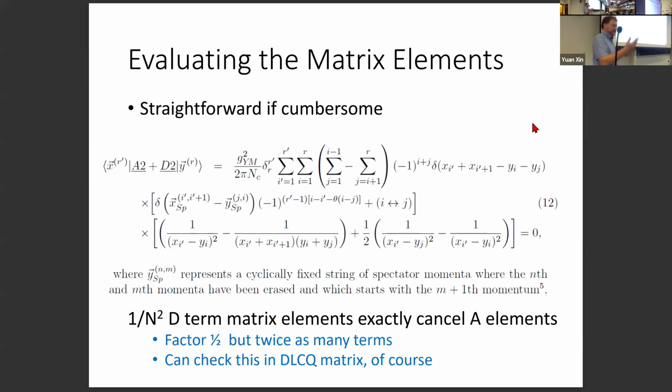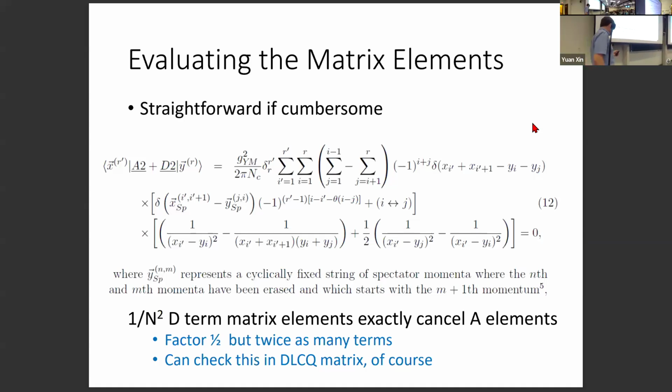So these cancellations, this weak sensitivity to the number of colors, really comes from the cancellation of these matrix elements. So basically, before you even get to the diagonalization, you already have your Hamiltonian, which is very, very sparse in some sense, and that is in some blocks, right? So these D-term matrix elements, as kind of anticipated, really exactly cancel the A elements.